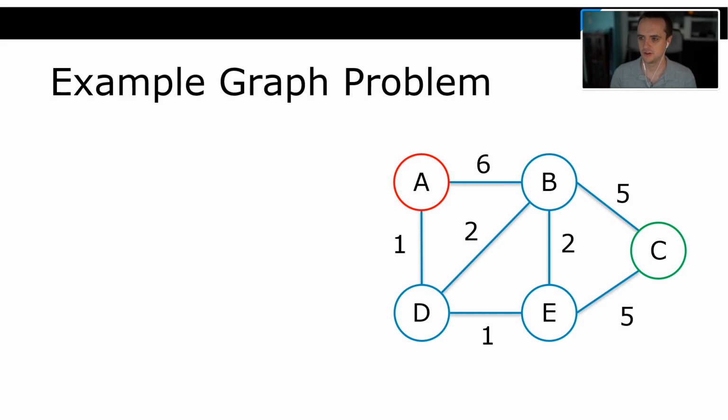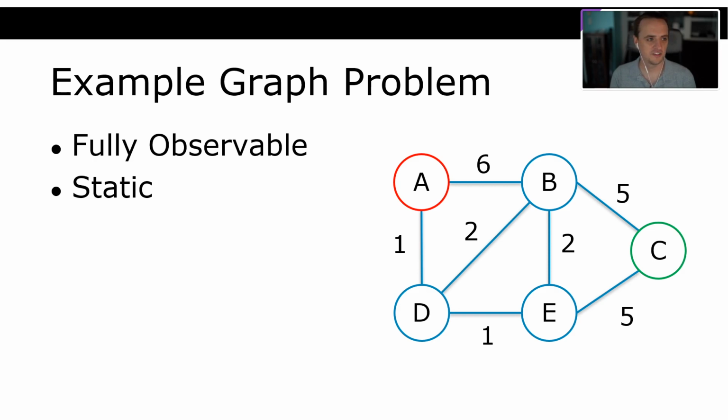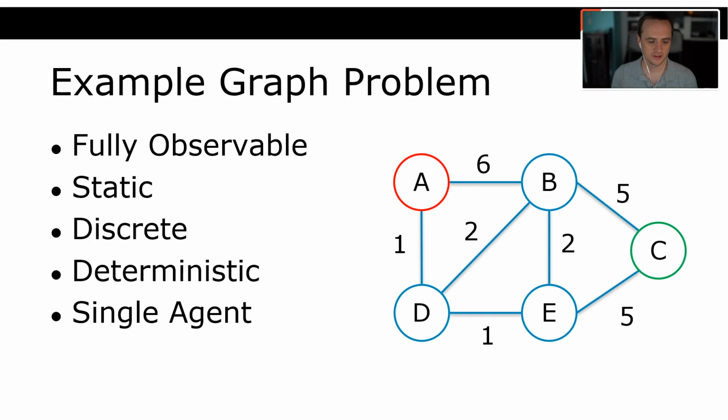Alrighty, so let's talk about the properties of this problem. Remember, we talked about properties of environments last time. This is a fully observable environment. It's static, okay? It's discrete, it's deterministic, it's single agent, and it's sequential. So this is the problem that we've defined, right?